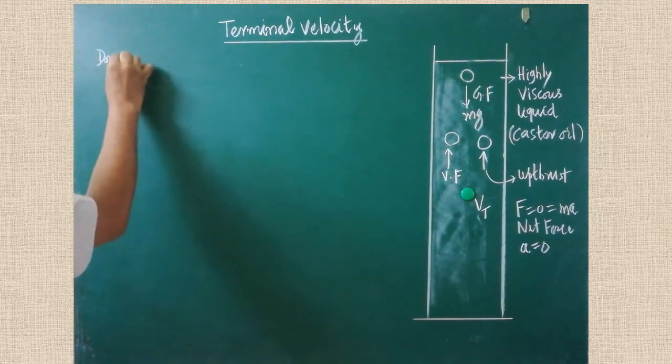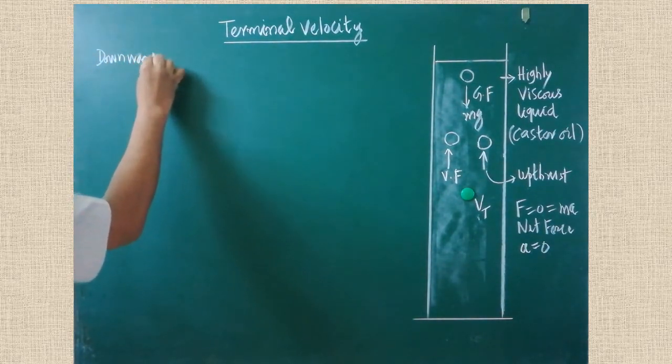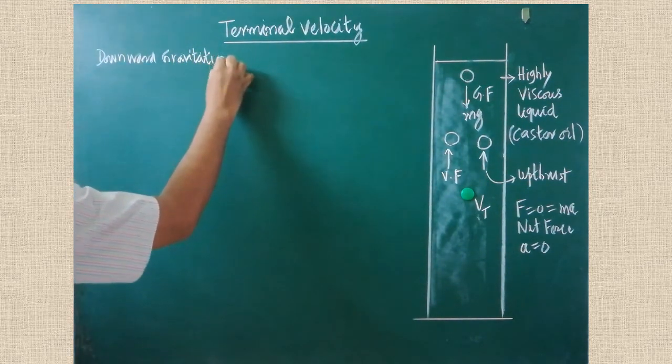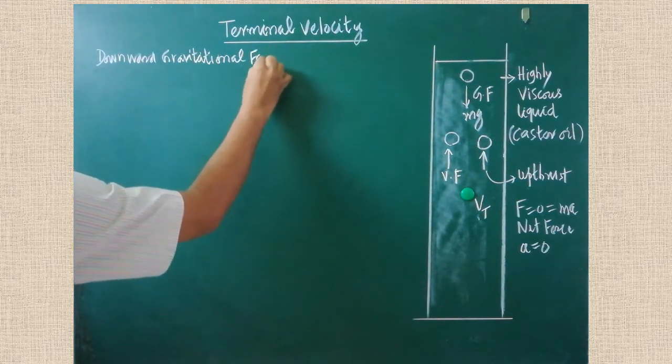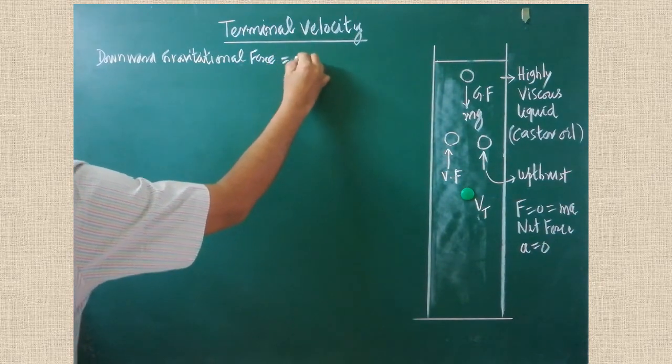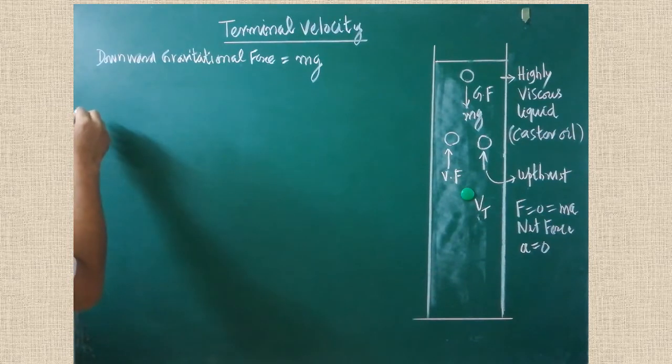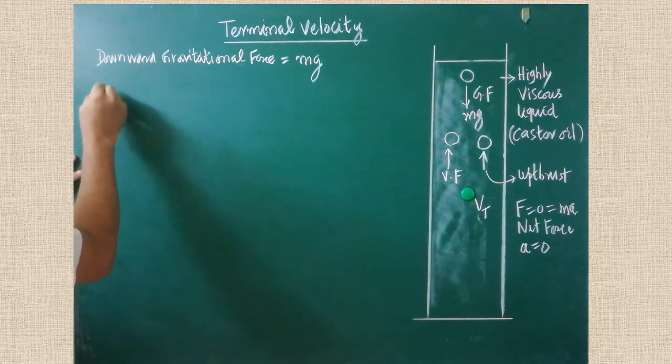Look at here. First I will write the expression for the downward gravitational force. The downward gravitational force acting on the metallic sphere is mg. First you have to write that one. Are you clear? Another, what is the next one?